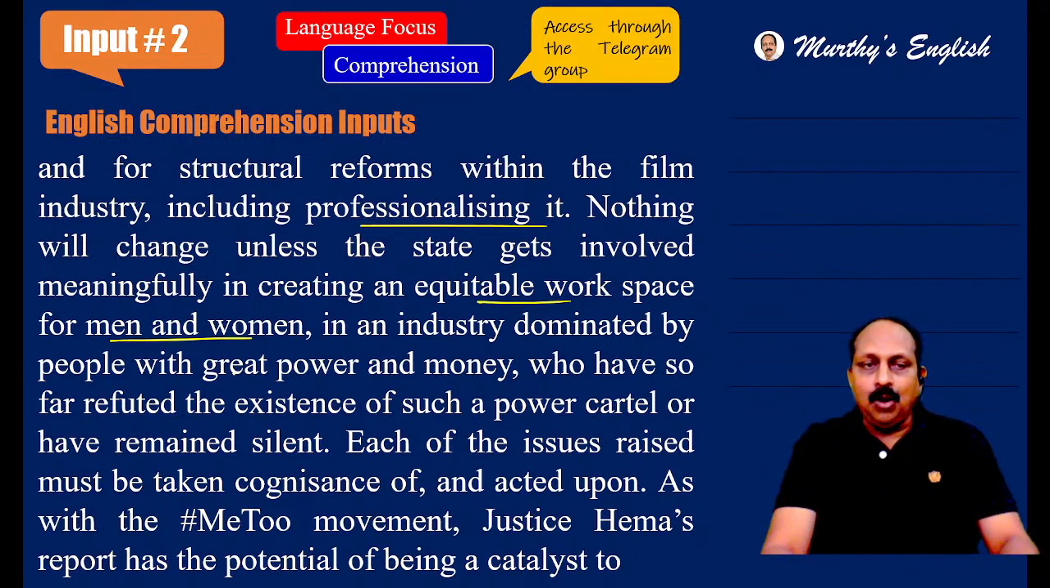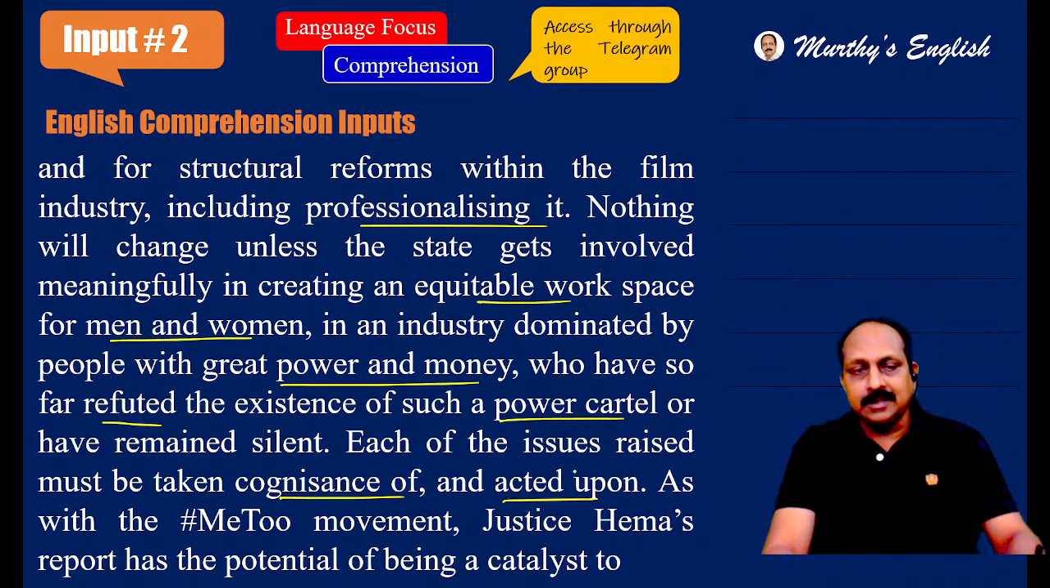In an industry dominated by people with great power and money, who have so far refuted, means denied, the existence of such a power cartel. Cartel means a group of people, a syndicate, who try to control the industry or the field, or have remained silent. Each of the issues raised must be taken cognizance of, means be aware of, and acted upon. They have to act upon all these things.